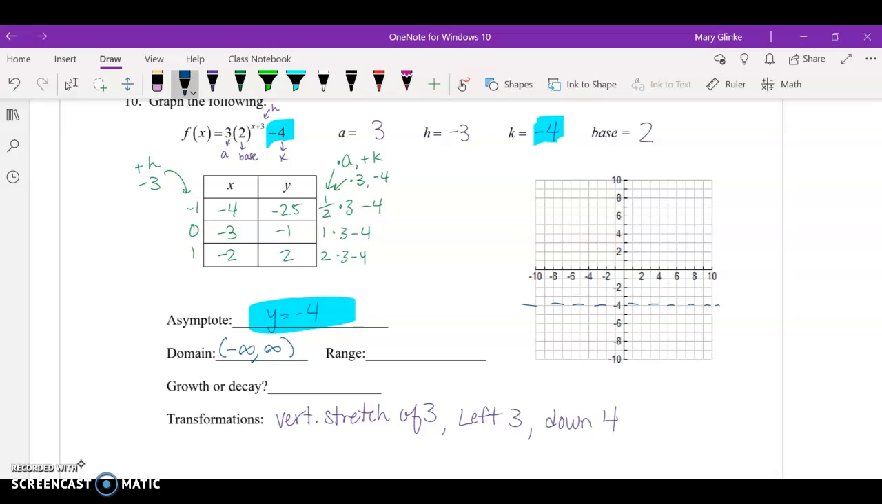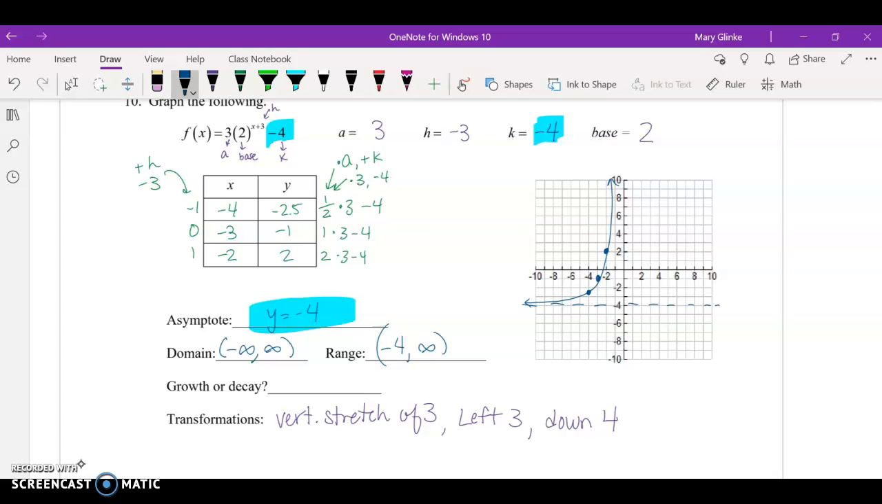And now we can graph it to find our range as well. So -4, -2.5, -3, -1, and -2, 2. And we connect this and make it look like that exponential function. So my range from low to high starts at -4 and goes up forever.